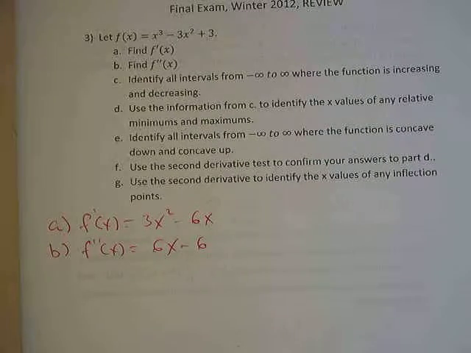Okay, question C. Identify all intervals from negative infinity to infinity, that's a long way, where the function is increasing or decreasing. How do we set the intervals? How do we decide that it's negative infinity to some x value, and some x value maybe to another x value, and then that x value to positive infinity? What do we do to find those x values? Find the zeros of the first derivative. Very good.